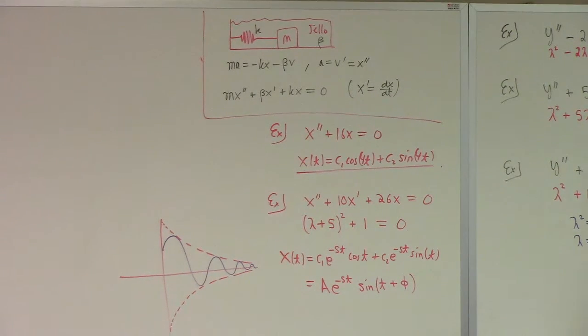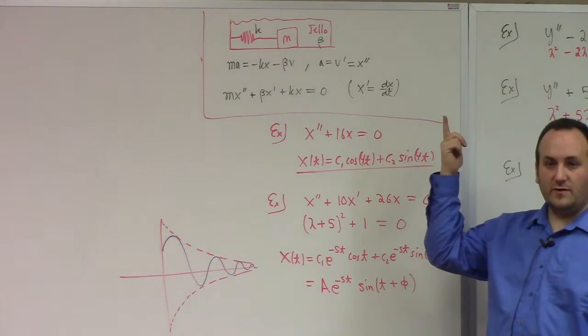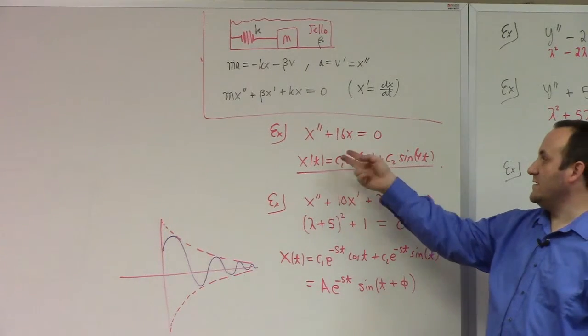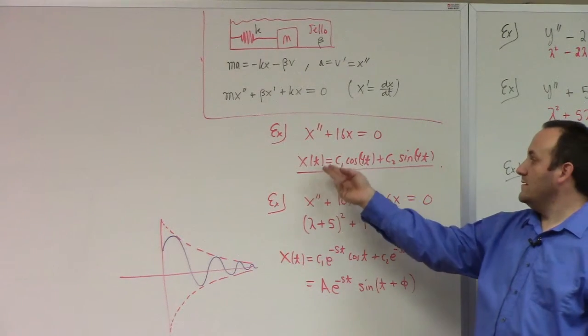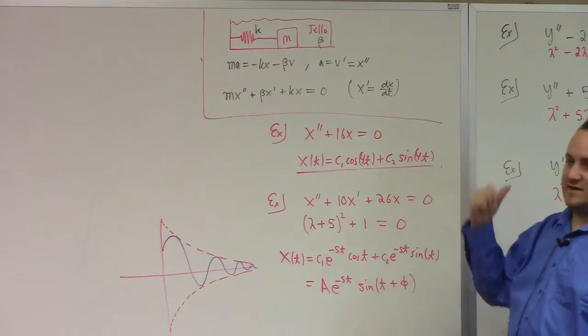So a couple of interesting cases. How about beta equals 0, which would be no friction? There's no friction, mass 1, spring constant 16. We get solutions x of t equals c1 cosine 4t plus c2 sine 4t.